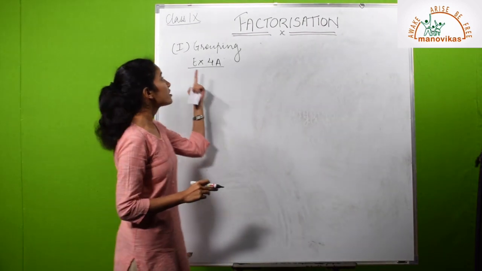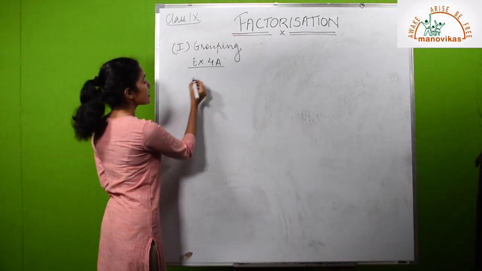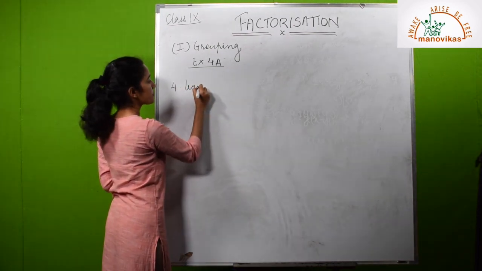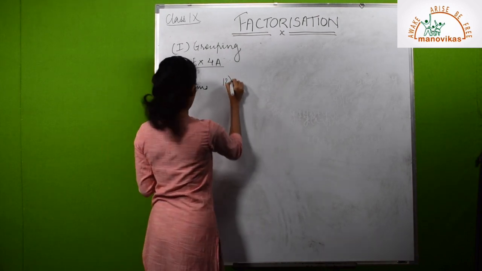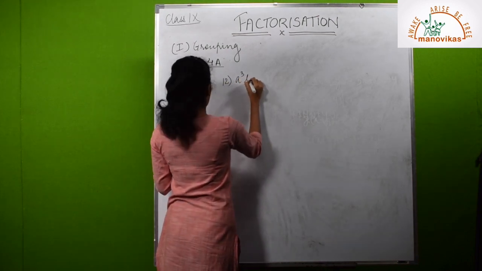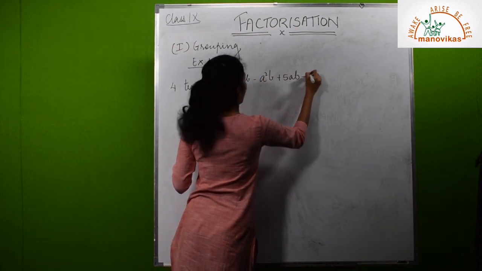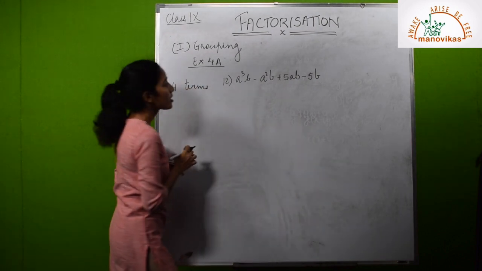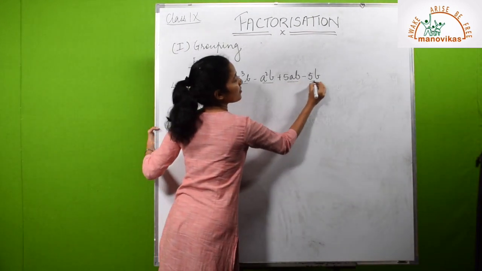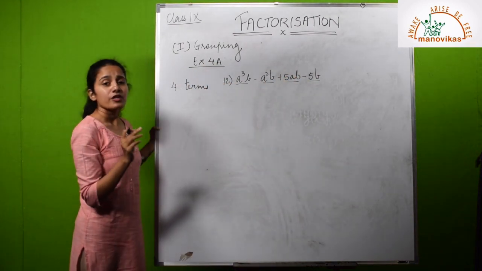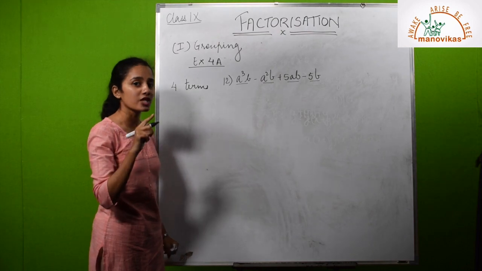Next method here is factorization by grouping. To understand this, first let us take an example with 4 terms. That is from the same exercise, problem number 12. A cube b minus a square b plus 5ab minus 5b. Now, for 4 terms, there is 1, 2, 3 and 4. For grouping, you group these 4 terms into 2 groups and there should be 2 terms in each group.